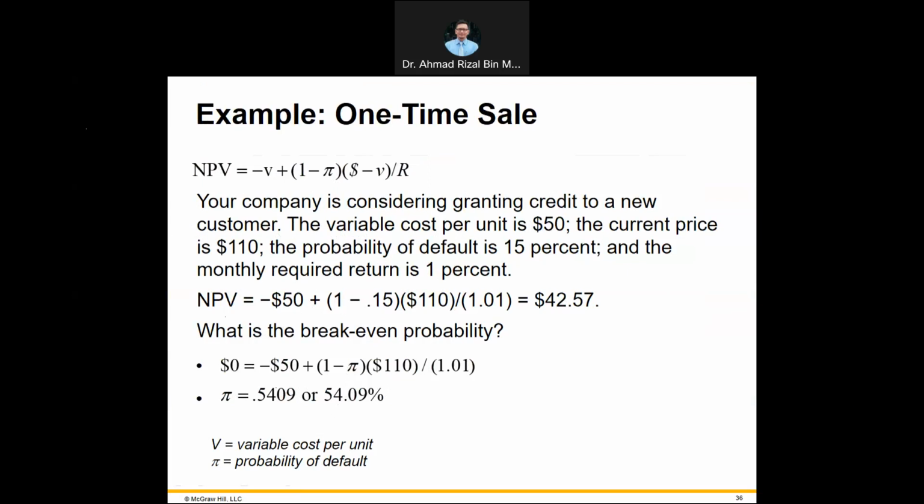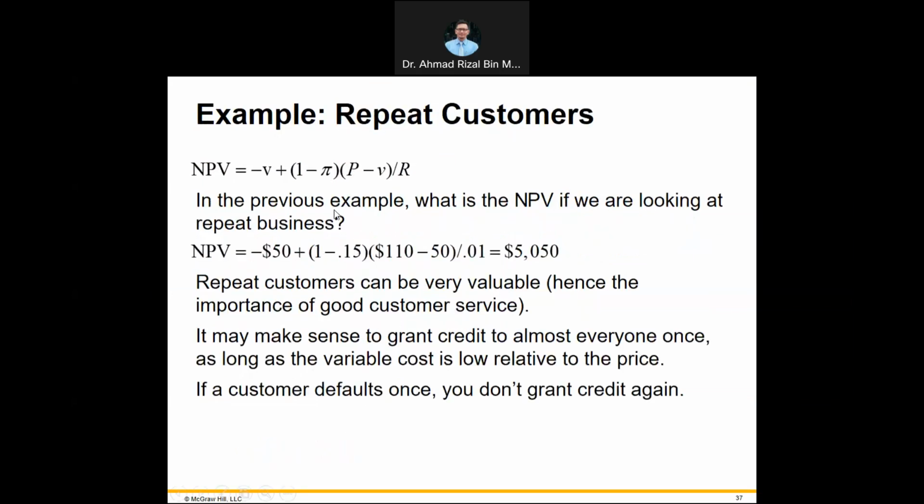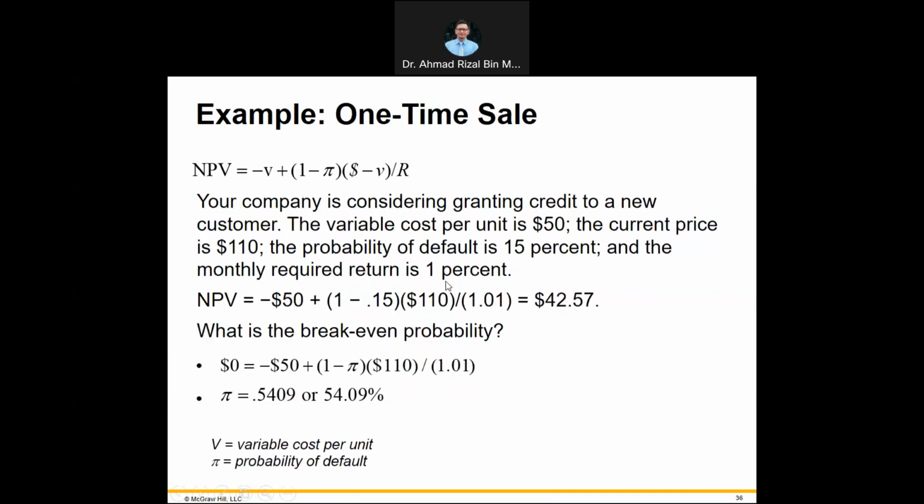So this is applied on a new customer scenario. But if it is a repeat customer, it's slightly different. Notice that in the one-off customer here, the new customer, when you discount it, you divide by 1.01. 1.01 here refers to 1 plus the rate, the monthly rate, because you treat this as a single amount, due to the fact that this is for a new customer.